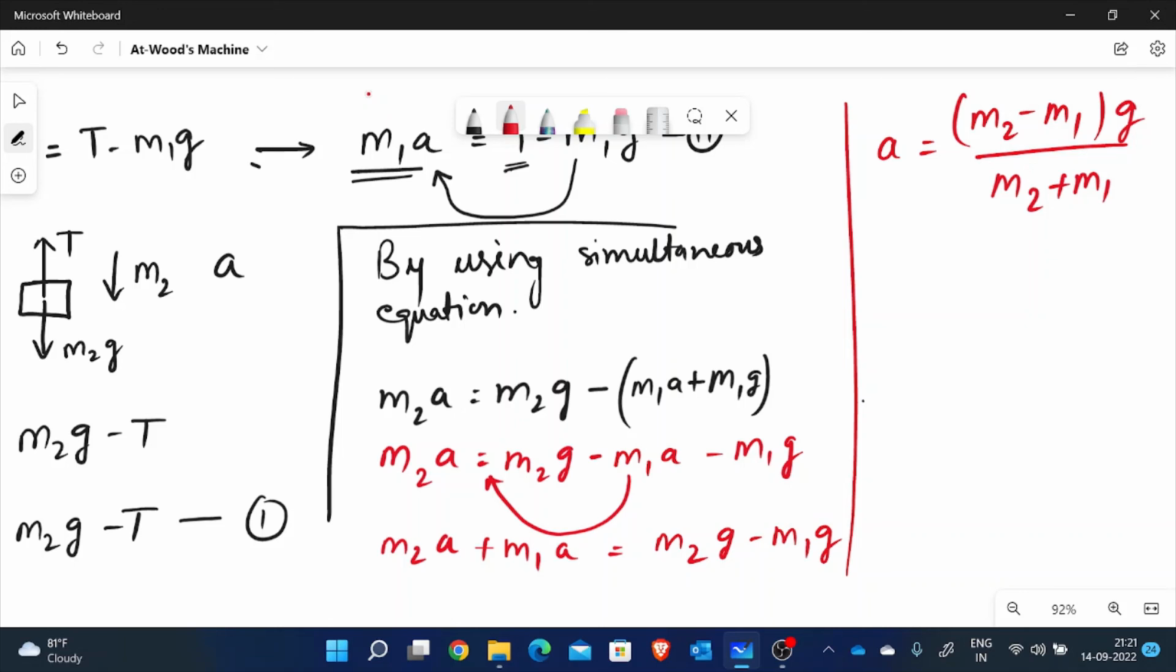Now to find the tension, you can put this value of A in any one of equations 1 or 2 and we will get the answer. Right? So I'm leaving it to you to find the value of tension.